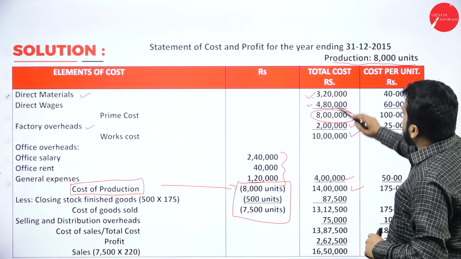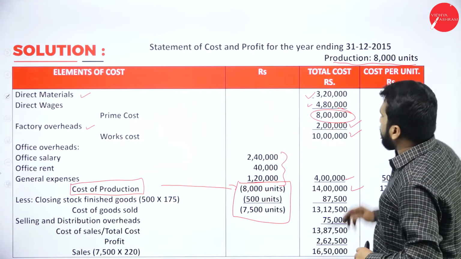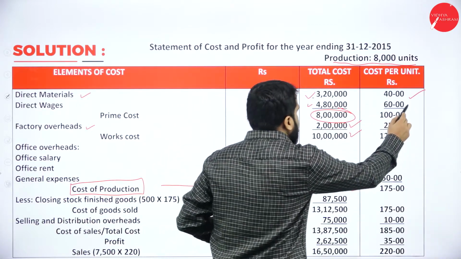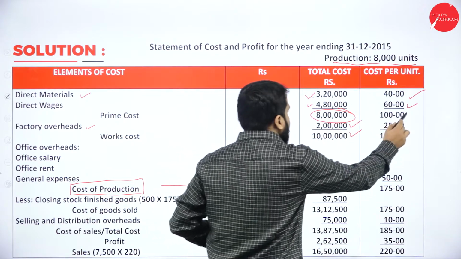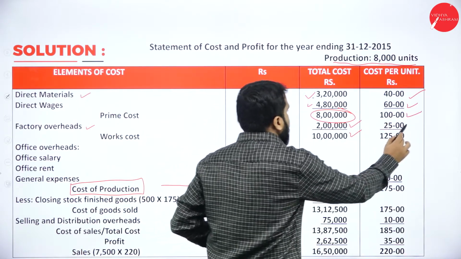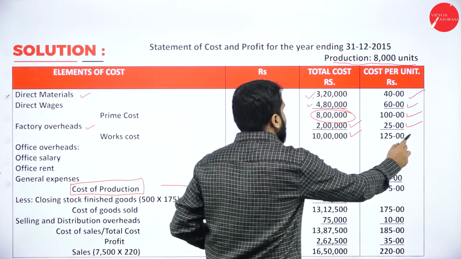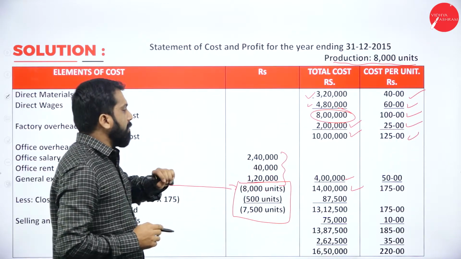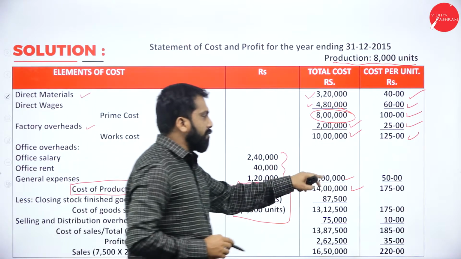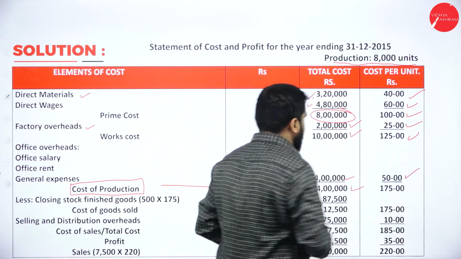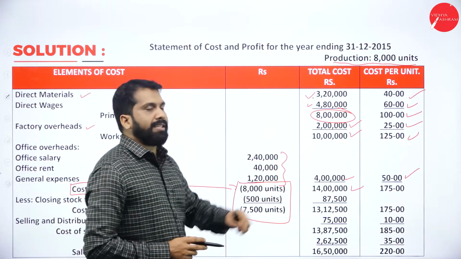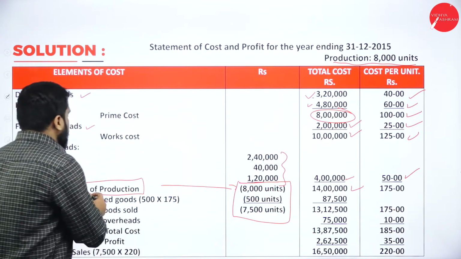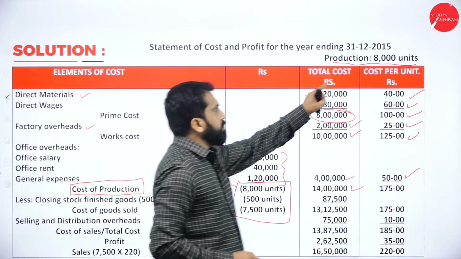Now, up to this we have done. So, 3,20,000 divided by 8,000, you will get 40 rupees per unit. 4,80,000 divided by 8,000, 8 lakh divided by 8,000, 2 lakh divided by 8,000, 10 lakh divided by 8,000. Everything is done. Now, the next thing will be 4 lakh divided by 8,000. 14 lakh divided by what? We'll check now.